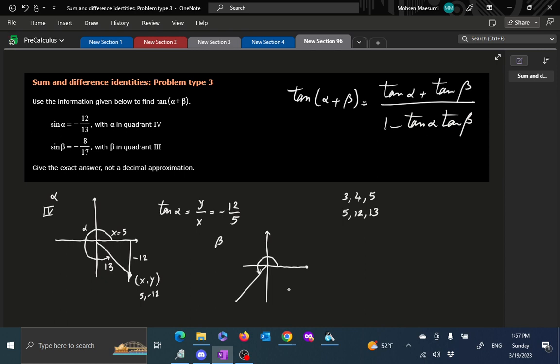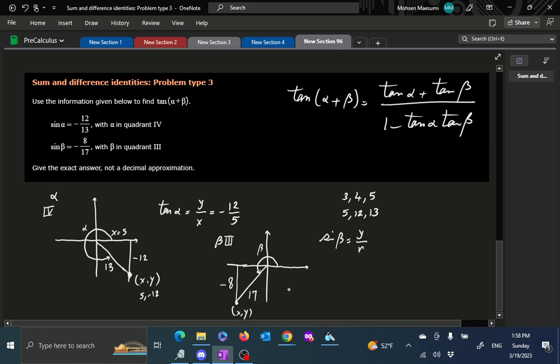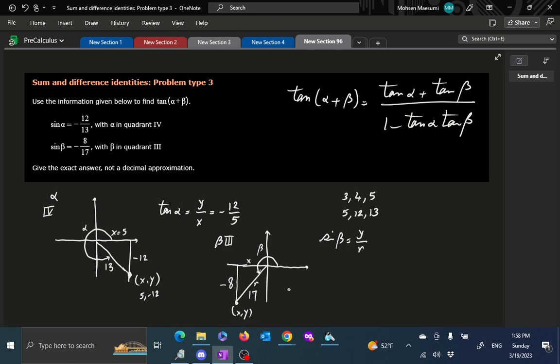For beta, we are in quadrant 3. We are at some point where sine of beta is given to us as minus 8/17. That has to be 17, and this is going to be minus 8. So the ratio of y to r, so sine of beta is y to r. This is a point with coordinates x and y. R is the hypotenuse, 17. Well, we need x to calculate the tangent, and what do we have?